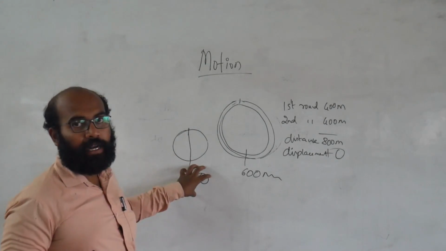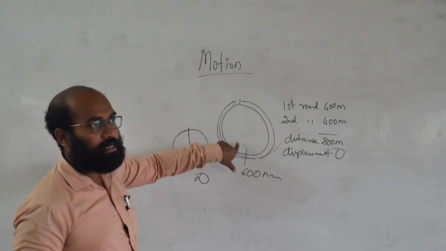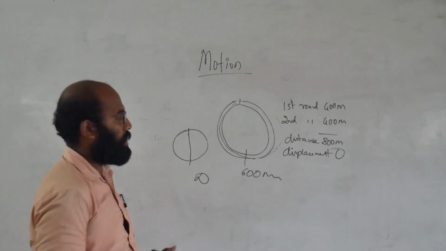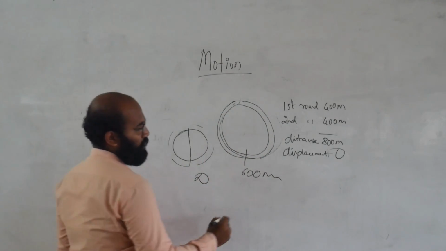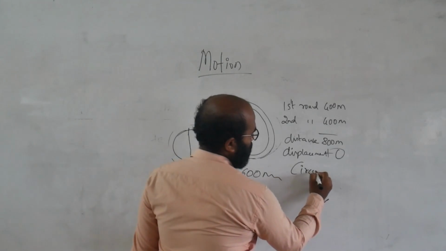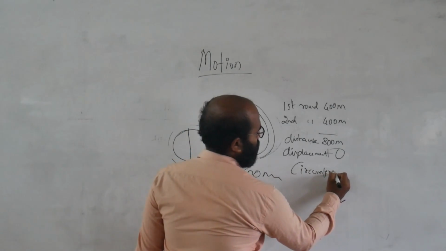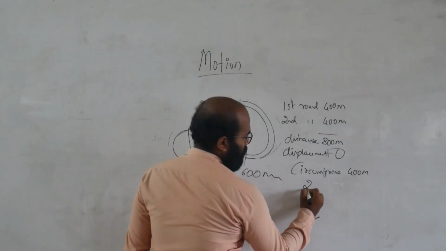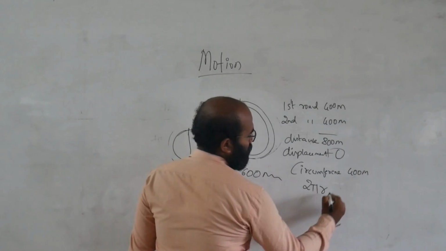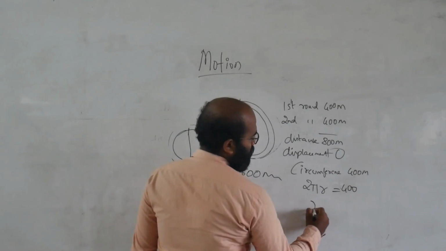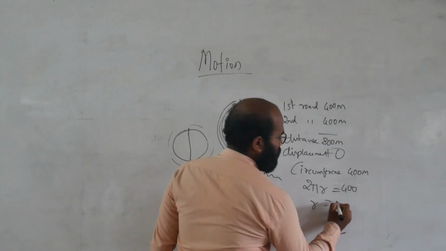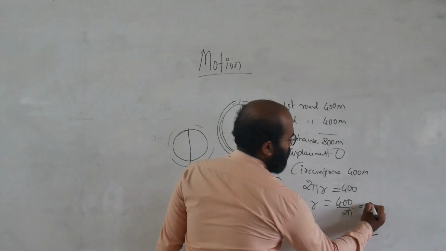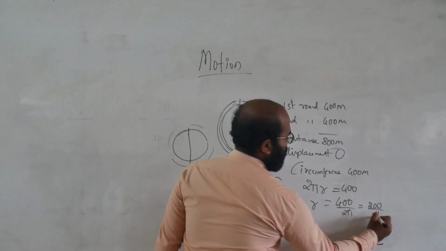If I want to calculate the diameter, I know the circumference. Since it is a 400 meter circular track, the circumference will be 400 meters. That is nothing but 2 pi r is equal to 400. So r is 400 by 2 pi, nothing but 200 by pi.